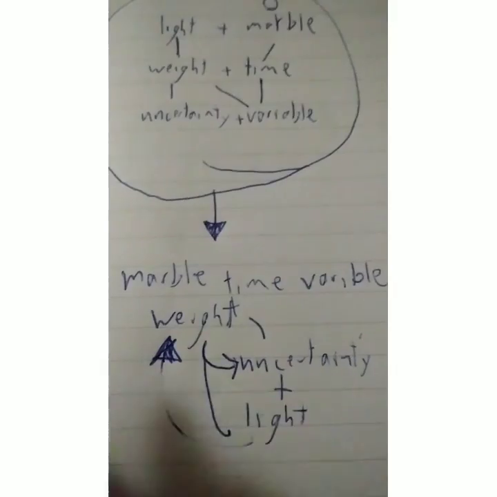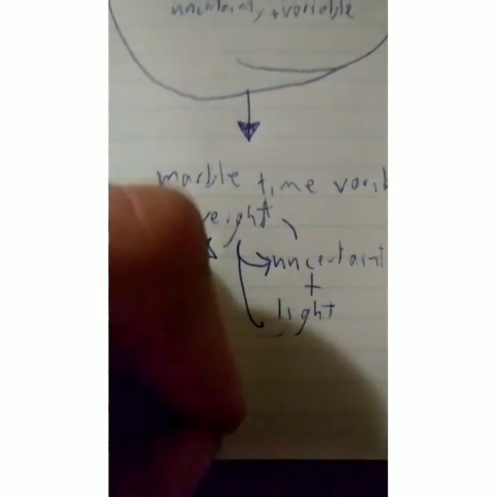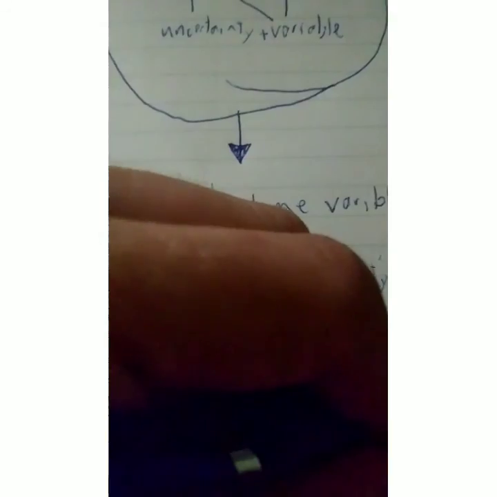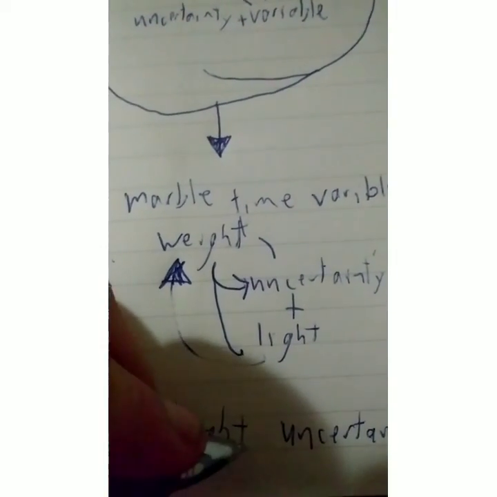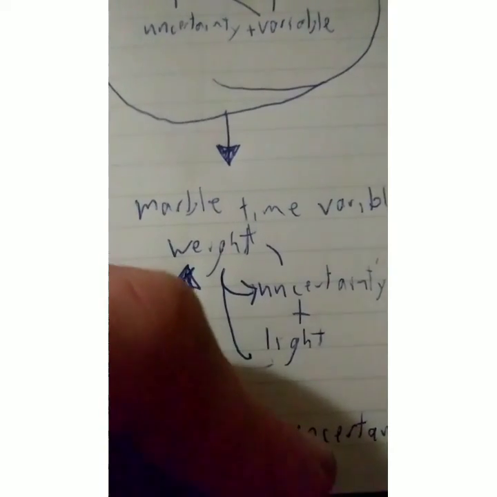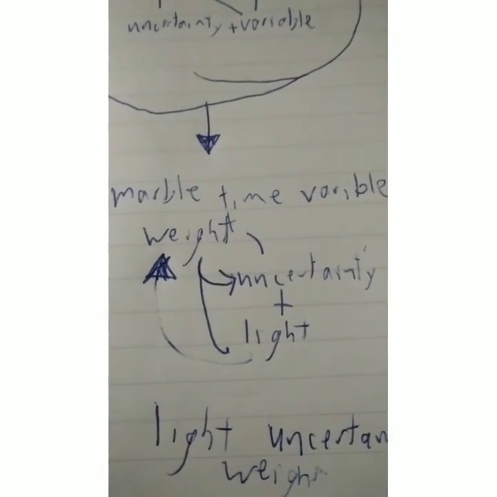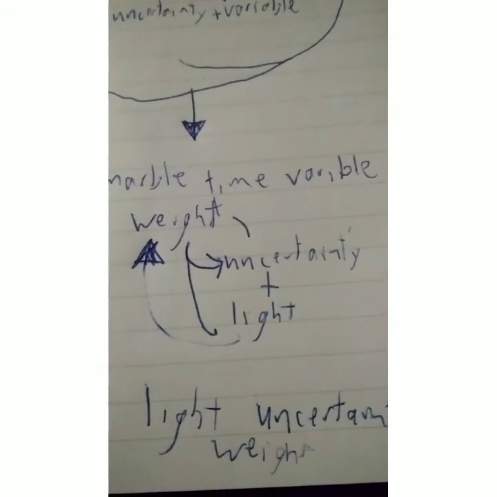However, the idea that light can affect uncertainty and weight isn't wrong. And I'll show you why in a second.